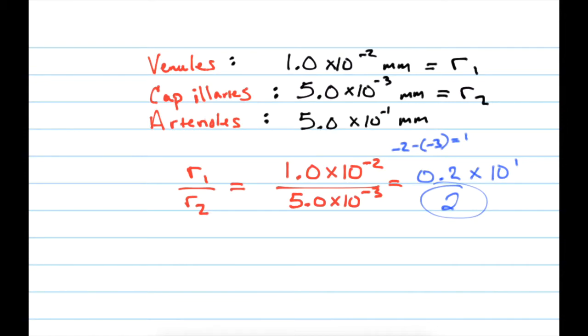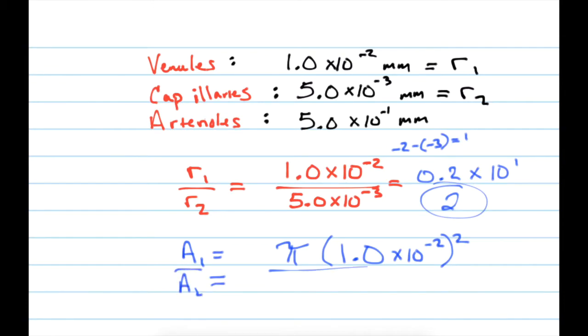Okay, now we want to compare their areas. Well, area 1 will be the cross-sectional area of a venule, which, since it's circular, we do pi times the radius squared. And we want to divide that by the area of a capillary, which would be pi times the radius of a capillary squared. So let's take that ratio and simplify it.